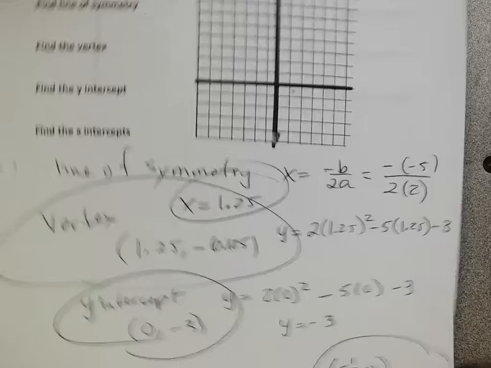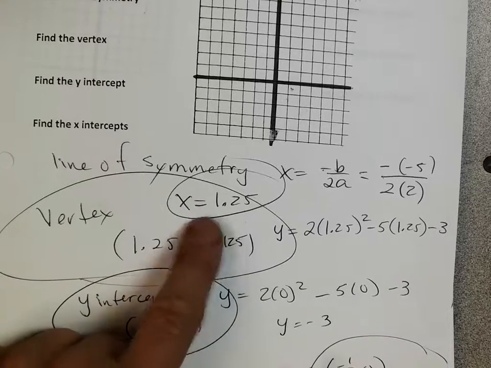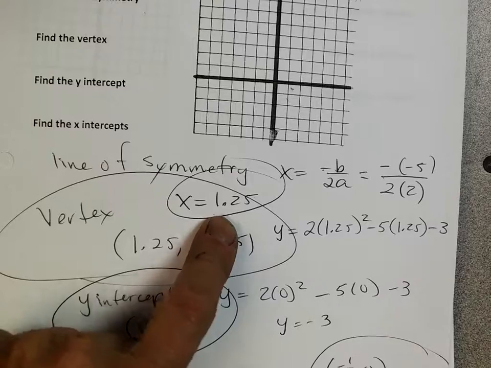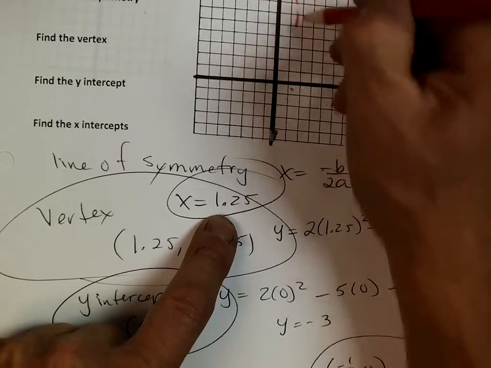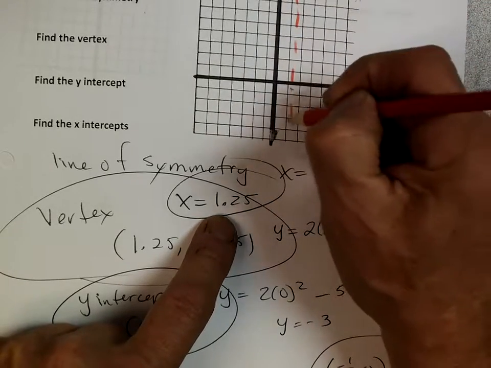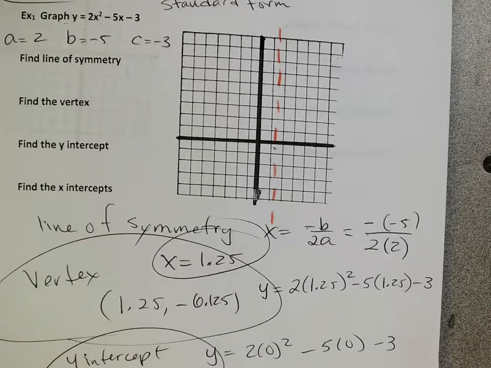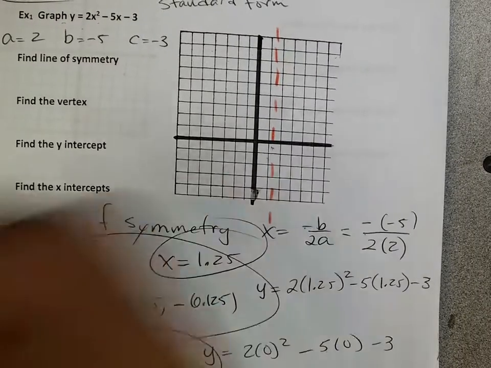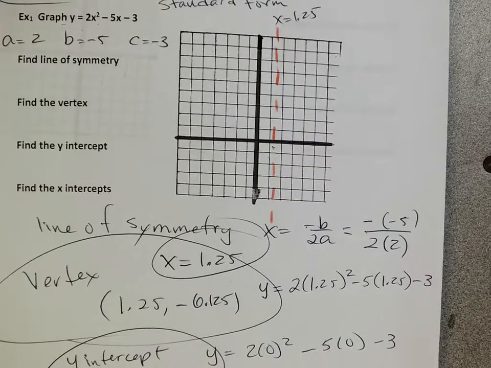Okay, so right off the bat, the first thing I have to graph is this thing called the line of symmetry, right? Which is the line that goes right down the middle, that cuts it in half. So at 1.25, I'm going to estimate where it is. It goes kind of like this. Here's my line of symmetry, right down the middle, at x equals 1.25. And it is the line that goes right through the middle of the parabola.